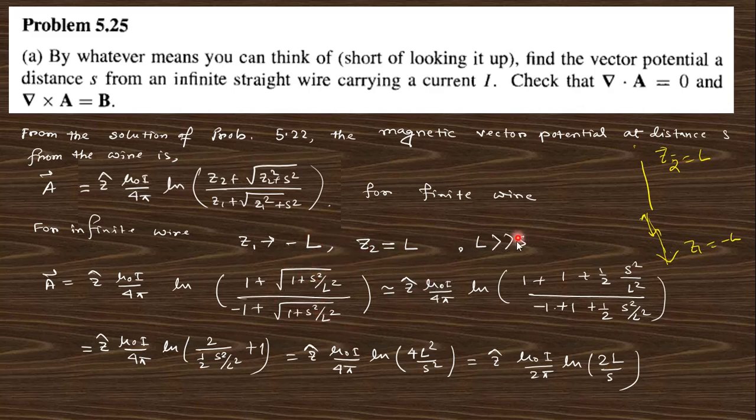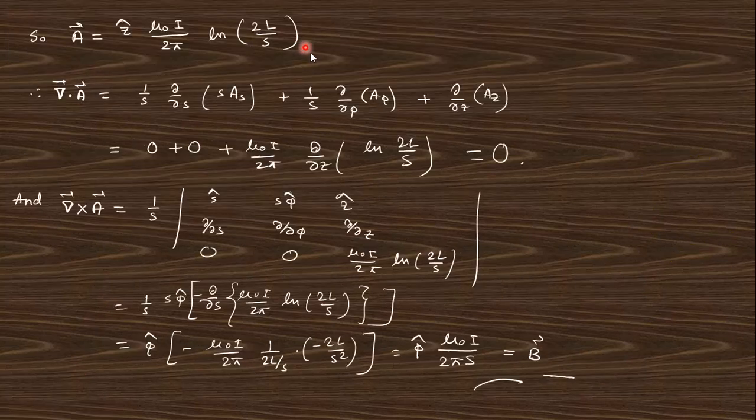And since L is very large, this quantity is very small. So binomial expansion gives you this expression. Just rearranging them, you will get this answer. Okay, so this is the value of the vector potential.